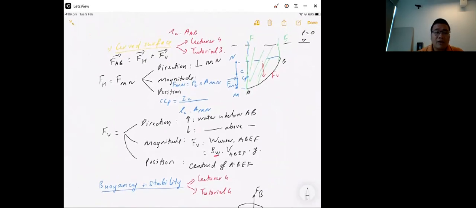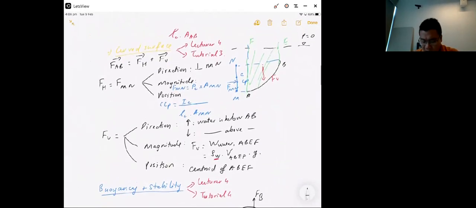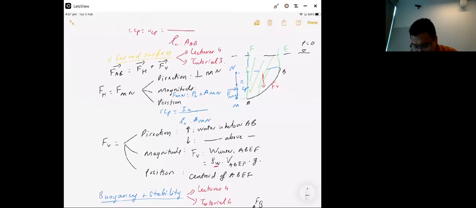About Fv, the direction of the Fv depends on the position between the water and the curved surface AB. If the water is below AB, the direction is upward. If water is above AB, downward. For example, as you can see in the system on the screen, because the water is above AB, Fv is downward.